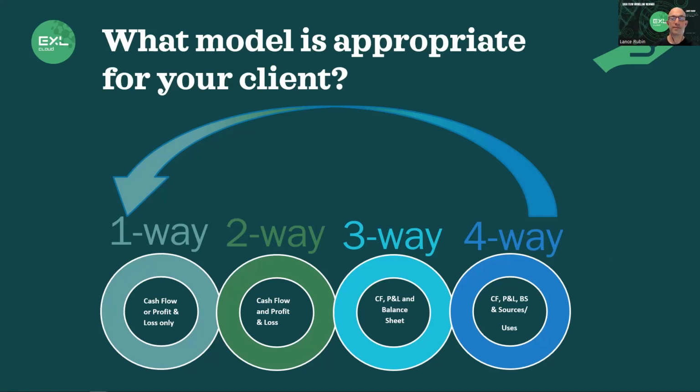Now, the four-way cash flow model is really bringing back, which is why you've got that arrow going back to the one-way, is bringing back the simplicity of cash. So we've got our income statement, balance sheet, and cash flow, which is based on the statutory format.